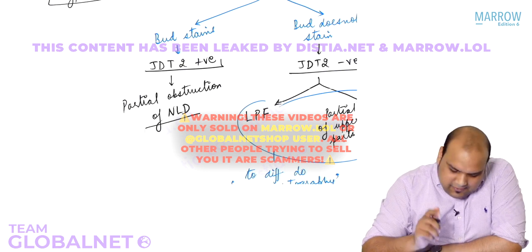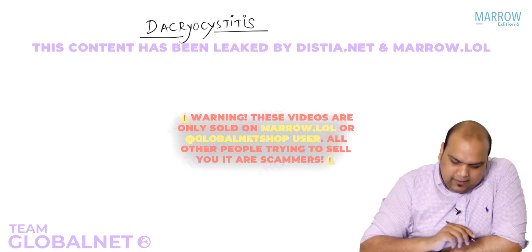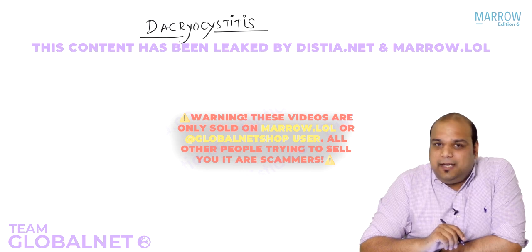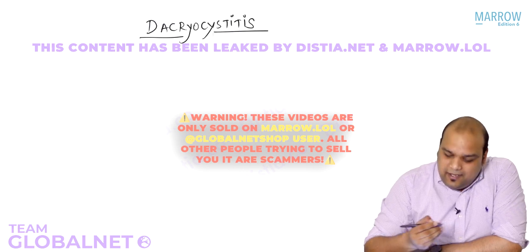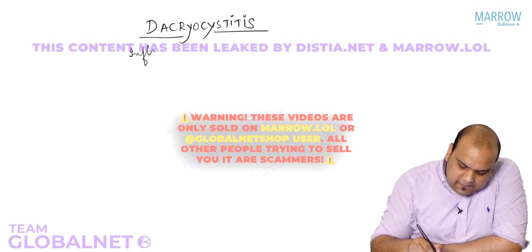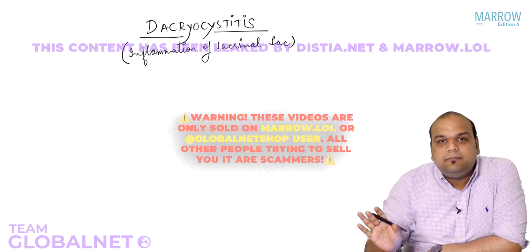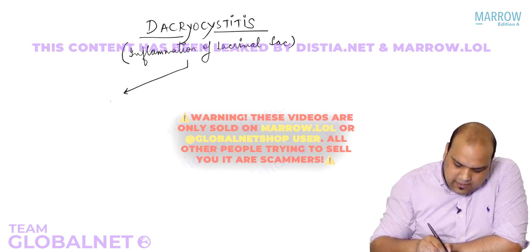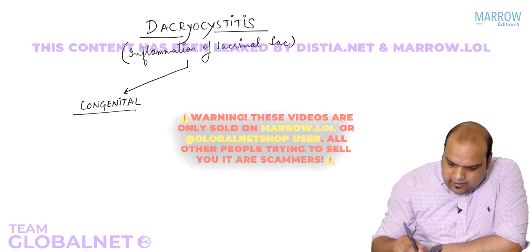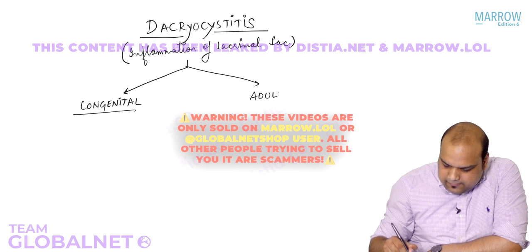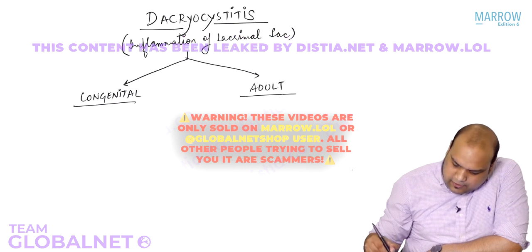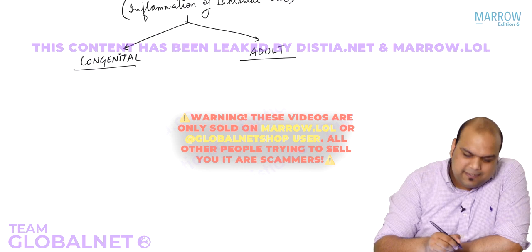Done? Now, when we have talked about lacrimal sac, if we don't study dacryocystitis, the simple pathology, it is always incomplete. Dacryocystitis basically means inflammation of lacrimal sac. Now, if there is inflammation, we divide it into two parts. One is congenital and the other obviously is adult or acquired.